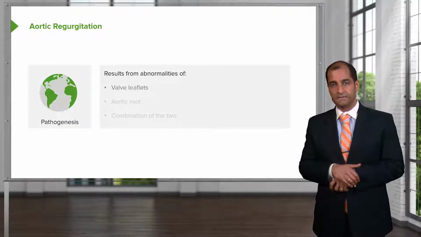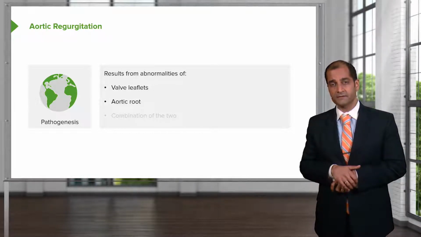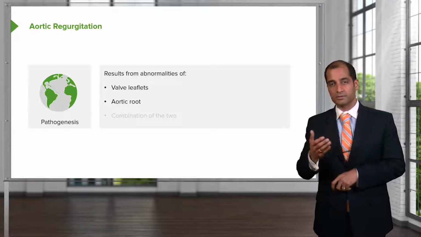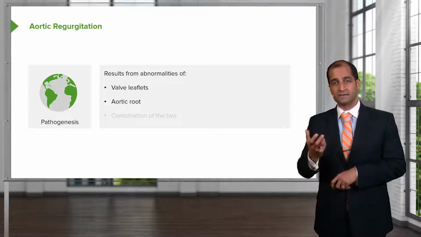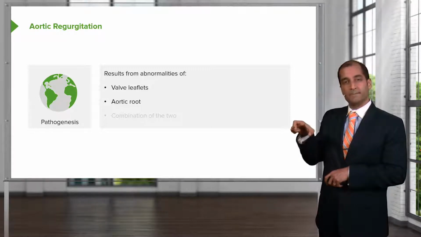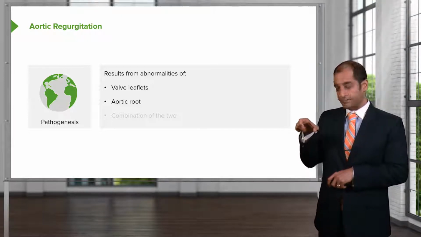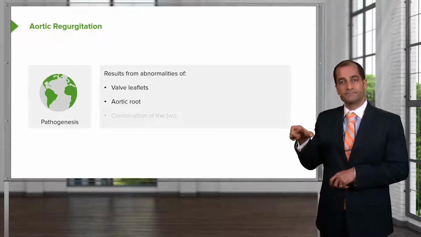Results from valve leaflet issues, aortic root, such as, well, what if it was congestive heart failure or Marfan? What happens in Marfan? It's a fibrillin type of issue. You're referring to chromosome 15. The elastic tissue is not being formed properly, and so therefore there might be widening of the aortic root. Congestive heart failure, widening of the aortic root. Ehlers-Danlos, widening of the aortic root.